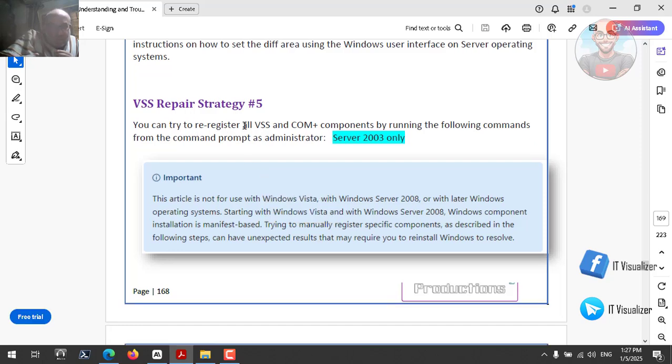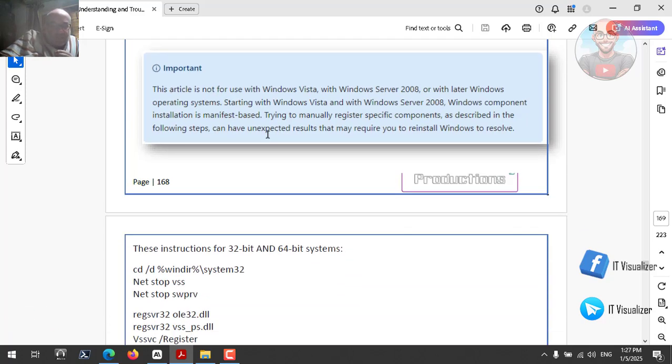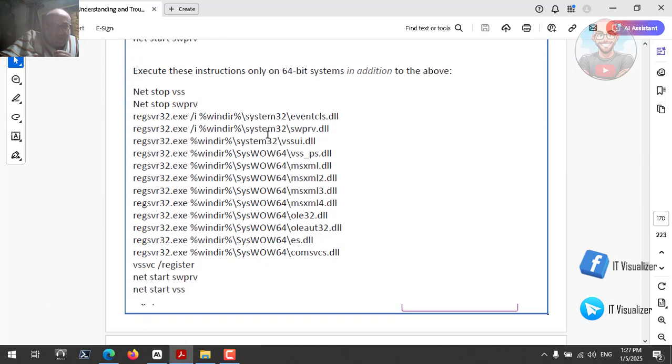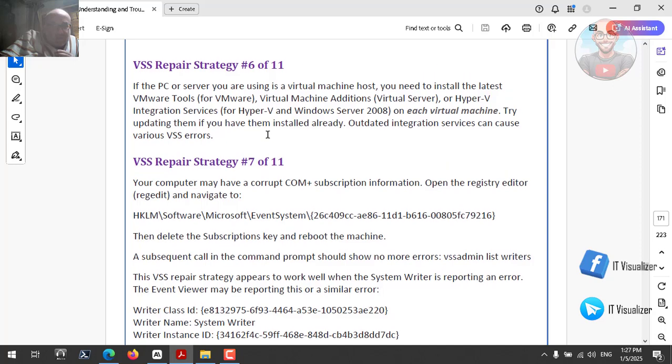Again, you can try to register all VSS and COM+ components by running so and so, but this is not recommended. Okay, register all VSS and COM+ components. This is not recommended. As Mr. Paul says, it will do a lot of damage. It will not work. So we can see a lot of things here.